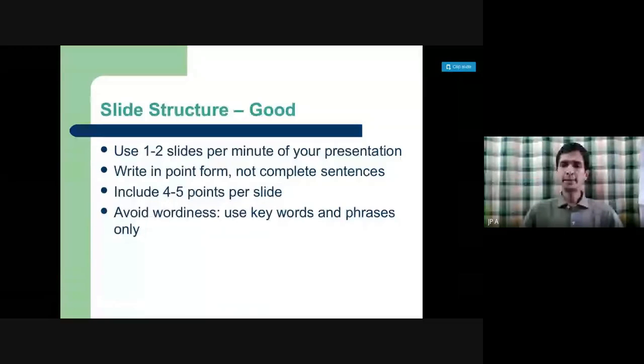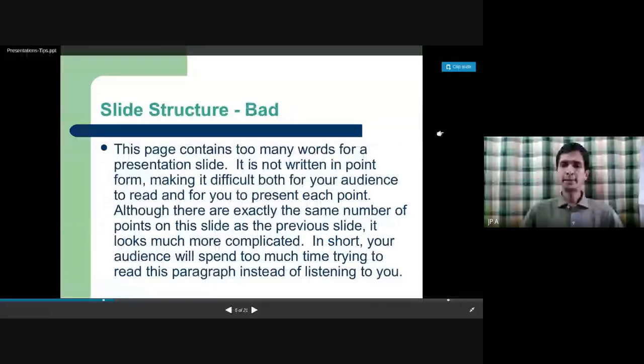See, this is an example of a bad slide. This is not what we should do. This is almost like a paragraph, text like on a board. So we should just write as points.